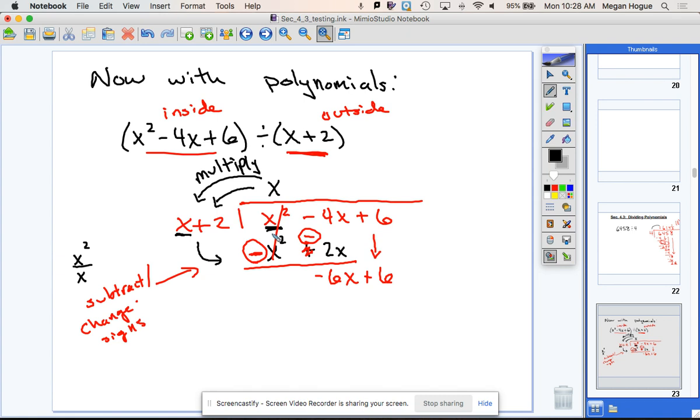All right, so now, remember how I took the x squared and the x? Now I'm going to take this first term, and I'm going to go back to that x. So I'm going to take negative 6x, and I'm going to take x, and I'm going to divide those. Well, what do I get when I divide those? Negative 6. That goes up here. Minus 6.